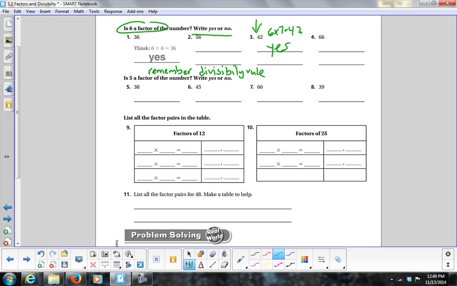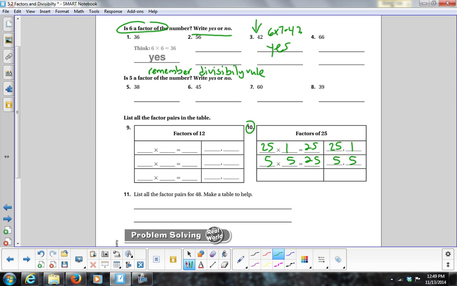So we're going to list the factors of 25. I'll do number 10 for you. So we're going to start off with 25. 25 times 1 equals 25. So my factor pairs are 25 and 1. Okay, what else equals 25? 5. 5 times 5 is 25. And that's all there is.